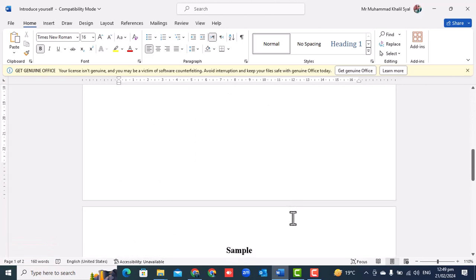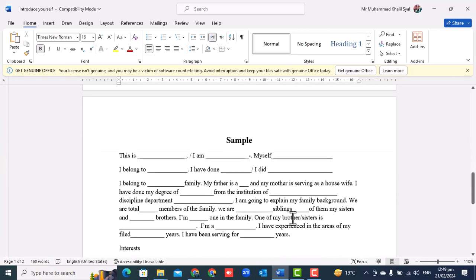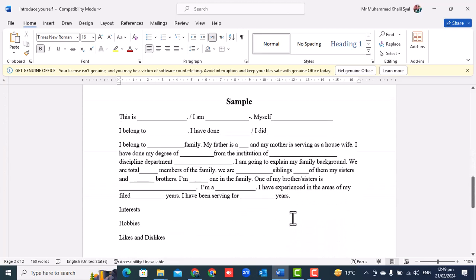And there is a sample. Using this sample will be beneficial for you if you want to write your own introduction and prepare it for a job and for other activities. By using this, you create your own introduction, and I'm here to help you.